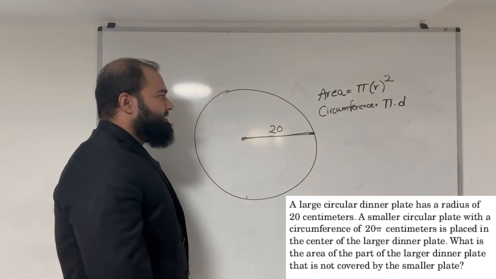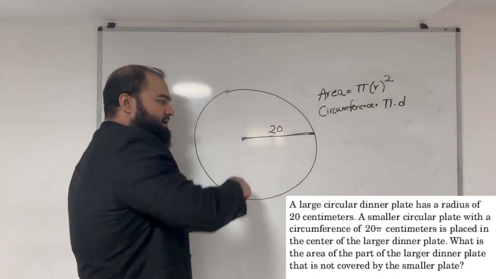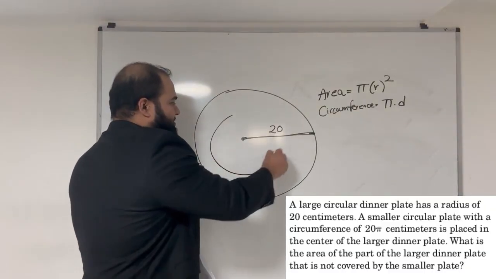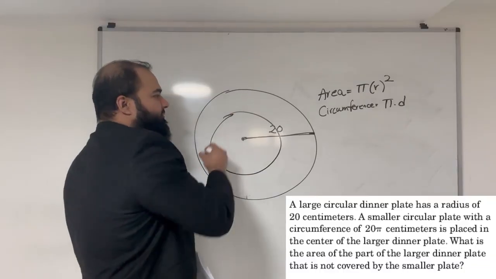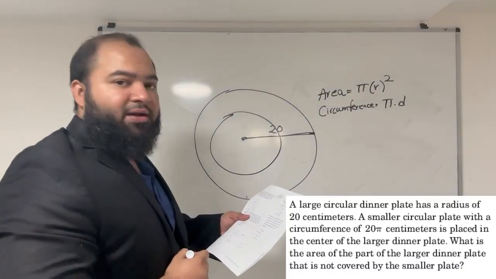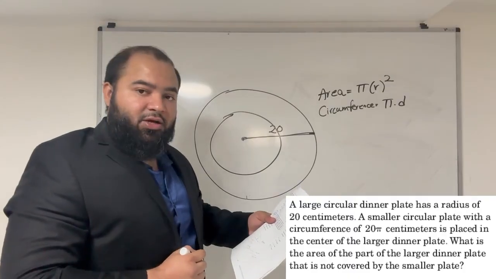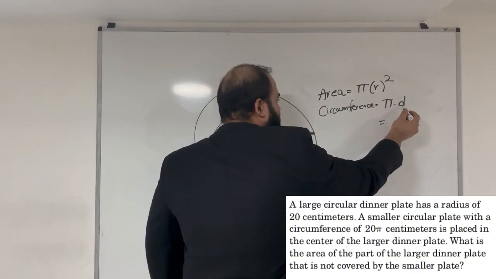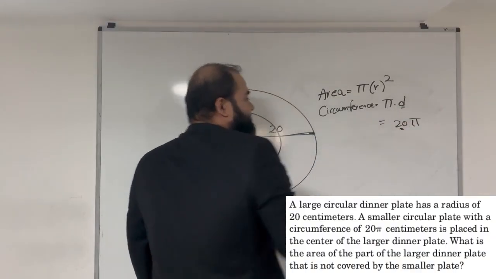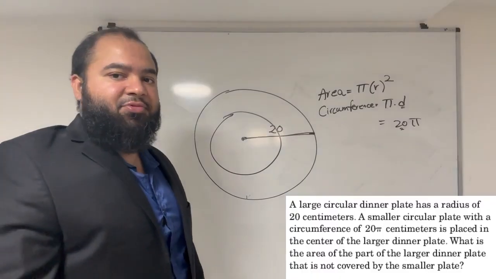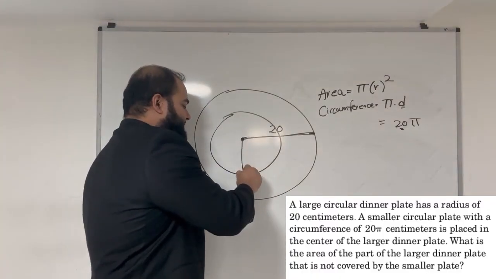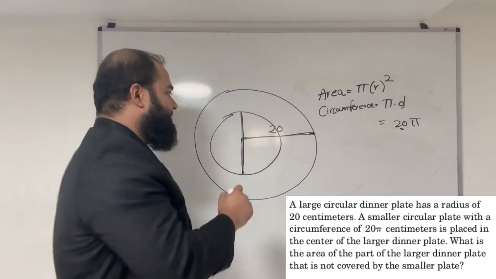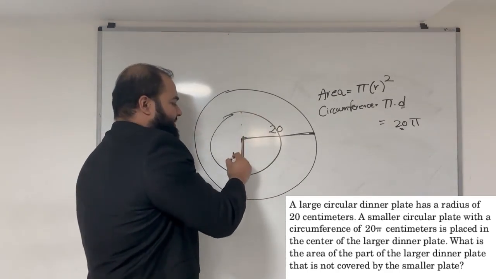Now take a look. They said the big circle has a radius of 20. I could find the area of it easily. But then they said there's another circle inside which has a circumference of 20 pi. What does that mean? Does it mean the radius is 20? No. When the circumference is 20 pi, as you can see, next to the pi is the diameter. So that smaller circle has a diameter of 20. What is the radius? By the way, the diameter is just double the radius. So the diameter is 20, so the radius of the baby circle will be 10.